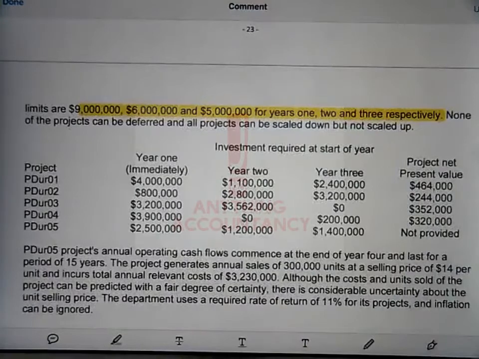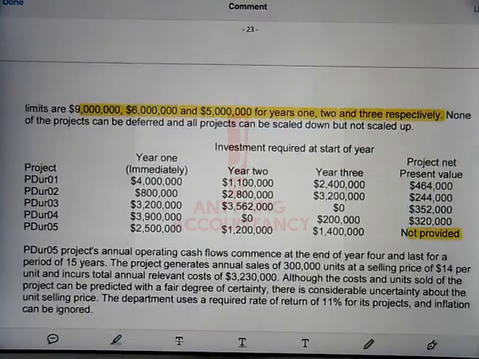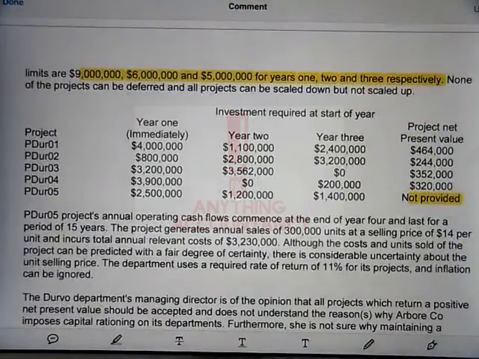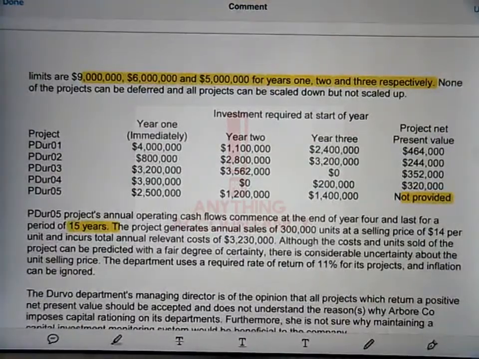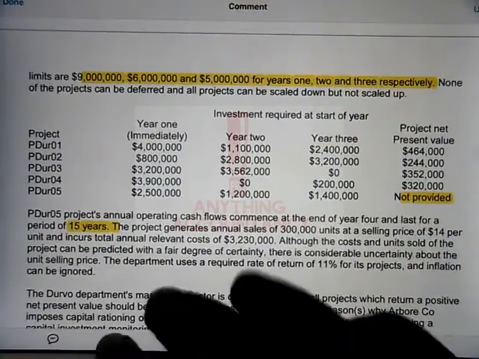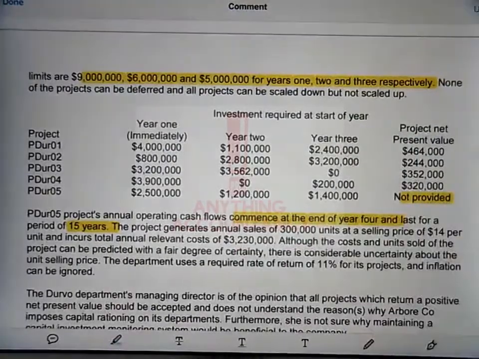Okay. PDUR5. Here you can see that there's something missing. Got it? PDUR project annual operating cash flow commences at the end of year 4 and lasts for a period of 15 years. Now, careful, this one is for 15 years, which means you're going to use a cash flow annuity kind of thing. Remember, it commences at the end of year 4 and lasts for 15 years. Does that make sense? So you need to figure out your cash flow pattern. So it's year 1, 2, 3, then year 4 onwards until year 15. Correct? So how?